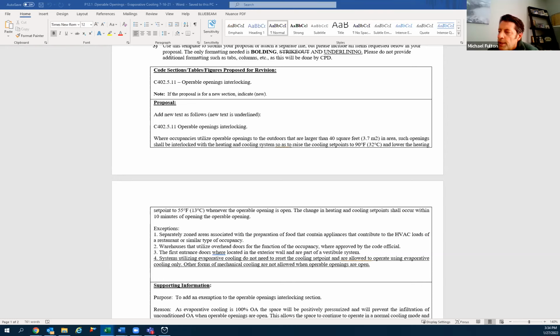But it has to be interlocked so that you would be allowed to use evaporative cooling when the garage door is open. So that's basically the short story. Pretty simple. The way the code is currently written, you wouldn't be able to use this exemption for evaporative cooling. So that's the way we read it.